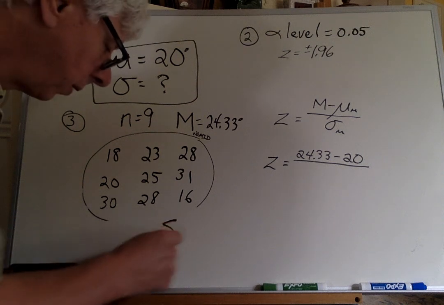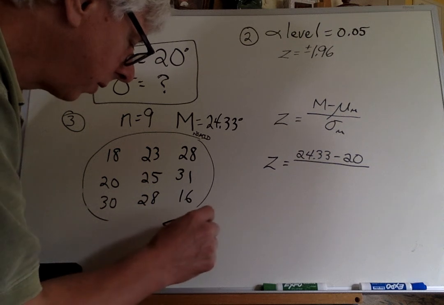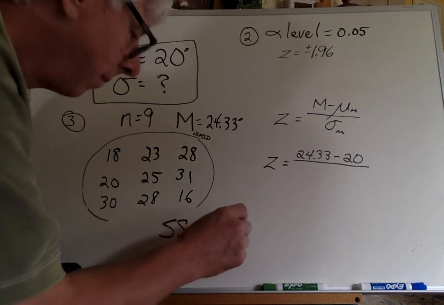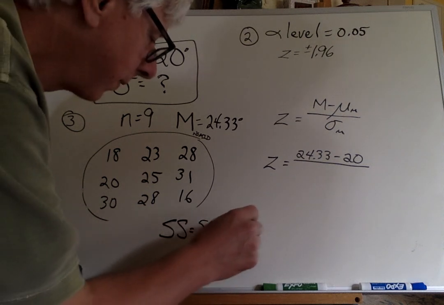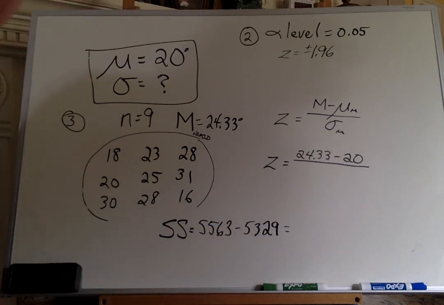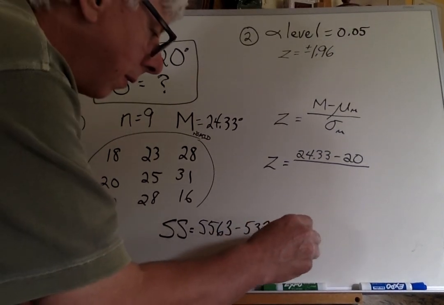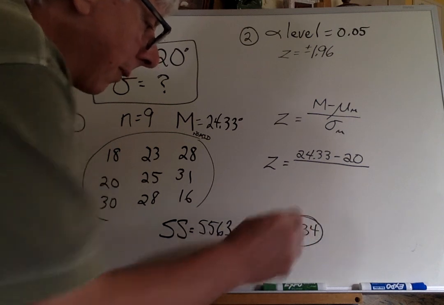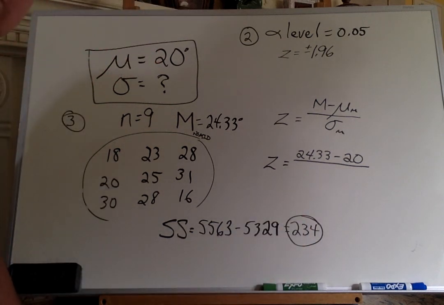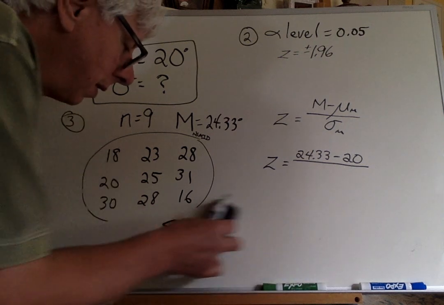Okay, so sum of squares here. Let me give you the expanded version. 5563 minus 5329. Just in case you don't get the correct answer, you may be able to see where you're wrong. So here's our sum of squares value. Of course, I don't want sum of squares. I want the standard deviation.